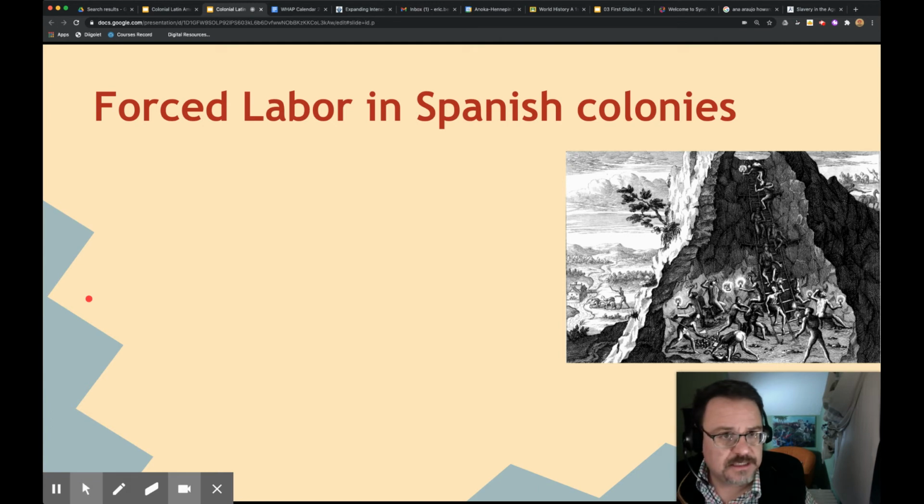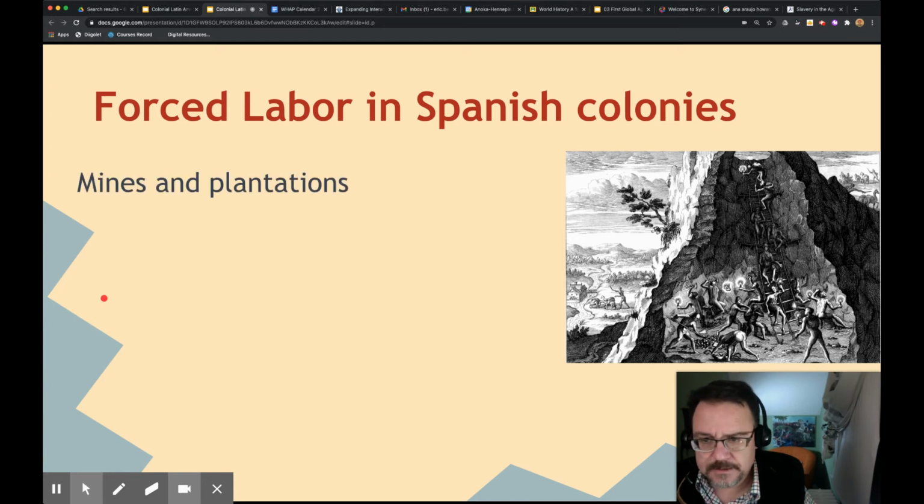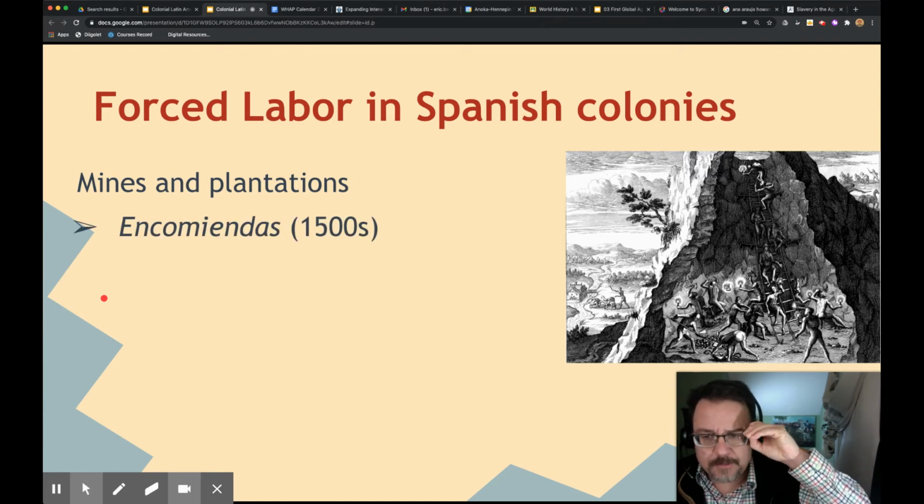But the Spanish settlers also used labor, forced labor, in order to grow crops and profit from crops that way. So it's mines and plantations that are the targets for coerced or forced labor, forcing people to work. And there's a few different ways that that happened. The terms on this slide would both be things that Spanish colonizers imposed, labor obligations on indigenous people.